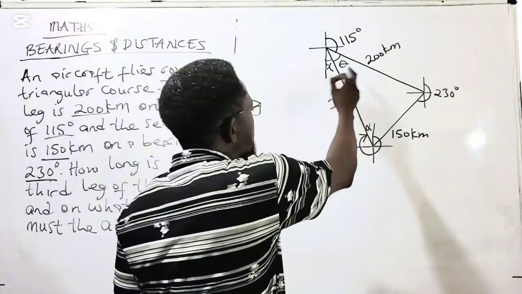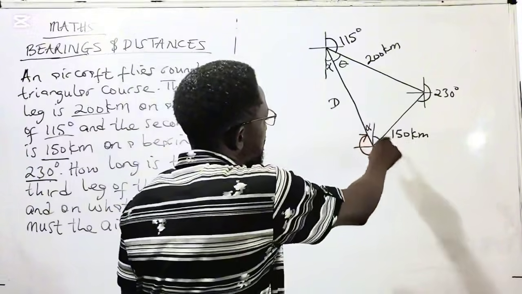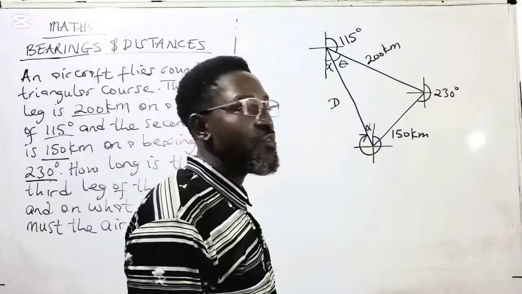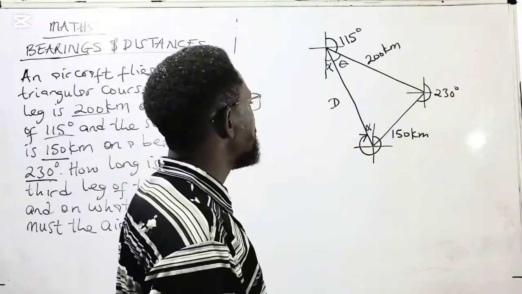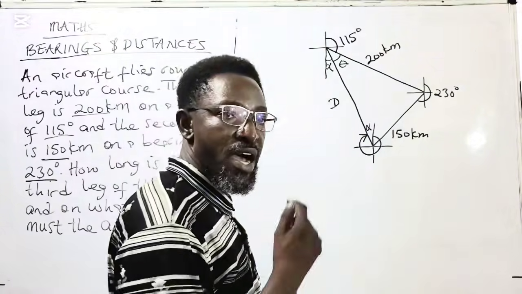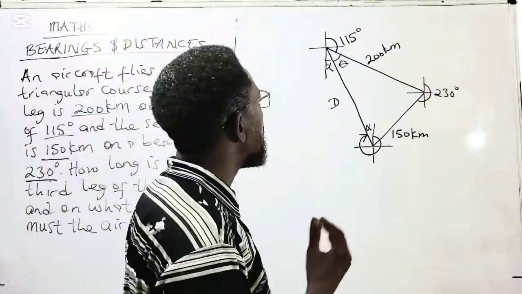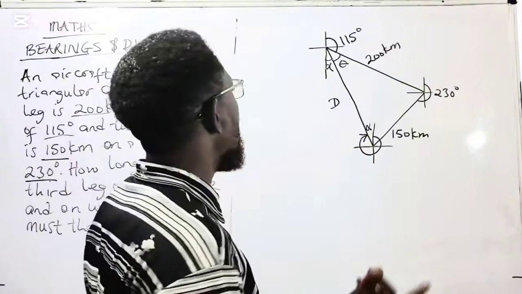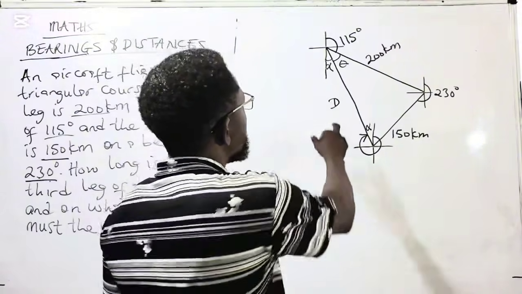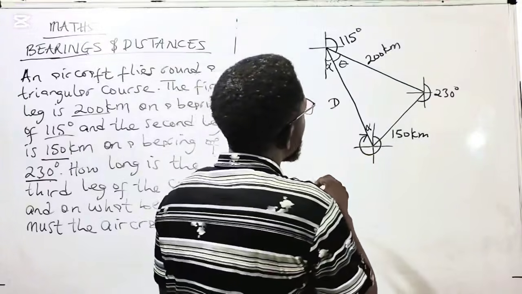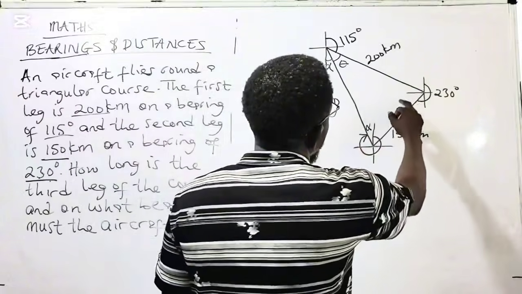Once I get this value of alpha, I'll subtract that from 360 degrees. That will be the bearing at which the aircraft is going to fly. So the first thing is to calculate this distance here. Let's first calculate that distance. I need to get the angle.